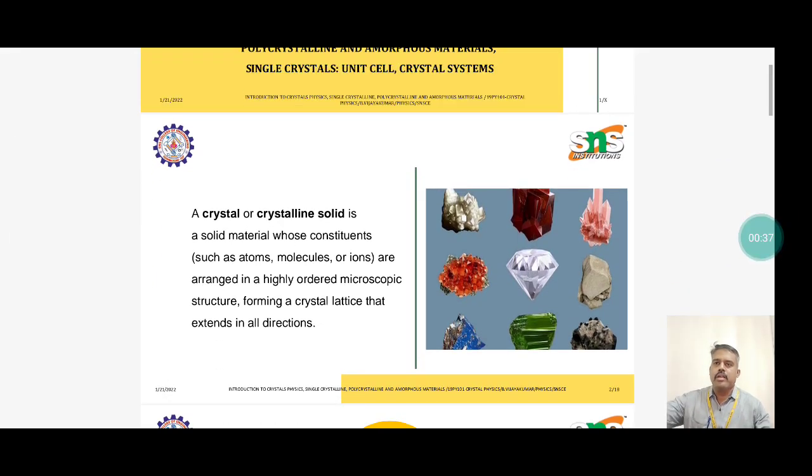A crystal is a solid material whose constituent atoms, molecules or ions are arranged in a highly ordered microscopic structure, because all the atoms are composed in a perfect manner in an exact direction. That is called a crystal or crystalline solid.